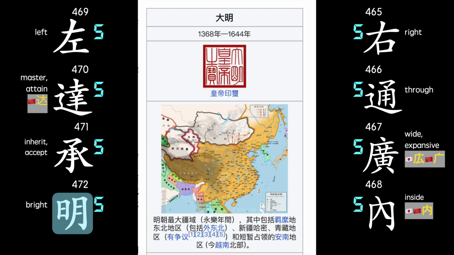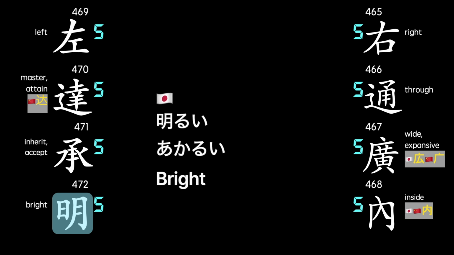And this is a very important character. It is the name of the Ming Dynasty. It's frequent in names, and it's part of the Japanese word for bright.